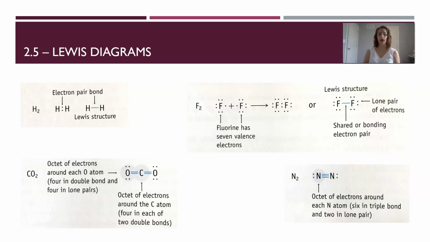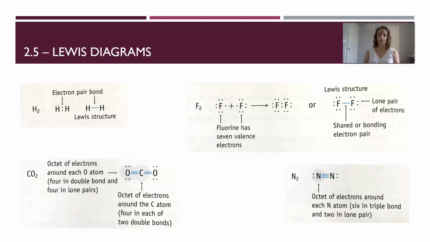Now, sometimes in order to reach the octet, atoms have to form double or triple bonds. In that case, they're shown with 2 lines if it's a double bond, 3 lines if it's a triple bond. Each line representing 2 shared electrons or 1 shared pair. Dots are still representing lone pairs or unbonded electrons. So in CO2, we have our carbon in the middle, our 2 oxygens on the outside. In order to get the octet around carbon, each oxygen has to share some electrons with carbon, so it forms a double bond on each side.